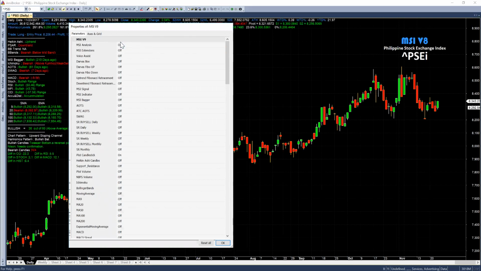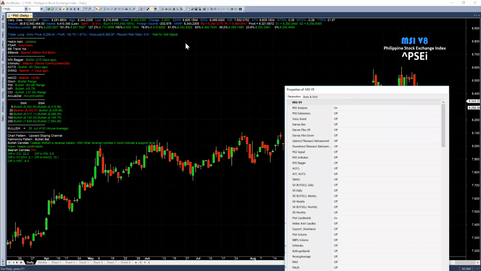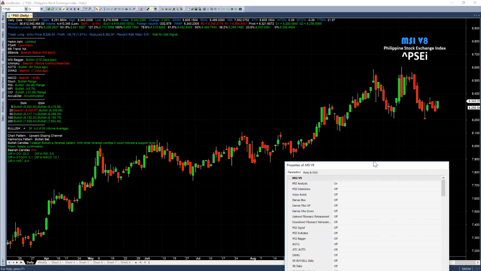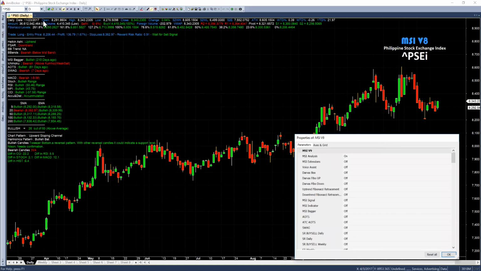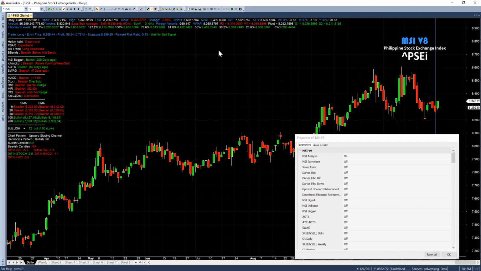Okay. So when you click that one, you can already see a lot of details and information about the stock that you are currently looking at. Okay, so as you can see here, we have the date, the open, the high, the low, and the close of the stock and the change percentage. As you can see now, it's green because nag-close siya ng bullish with a bullish candle. So if it's closing on a bearish candle, then it will also turn into red. Same with the change percentage.